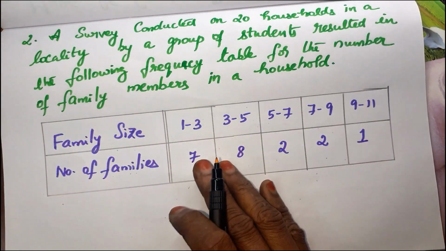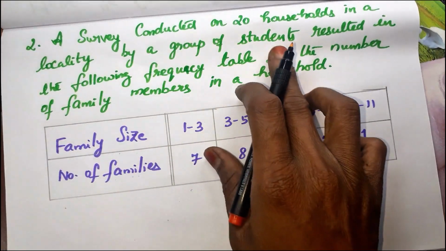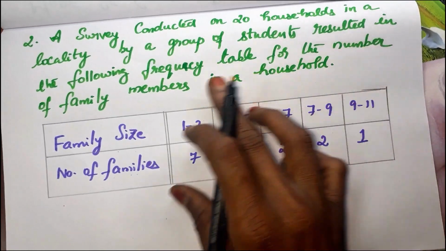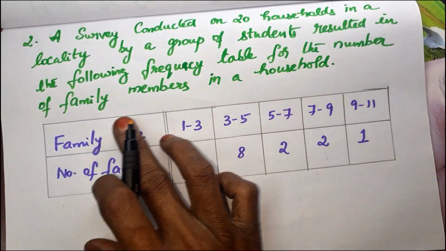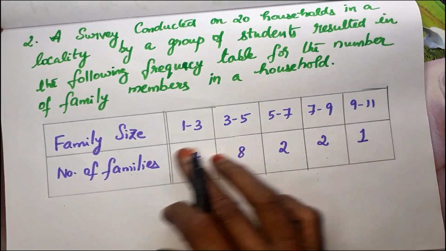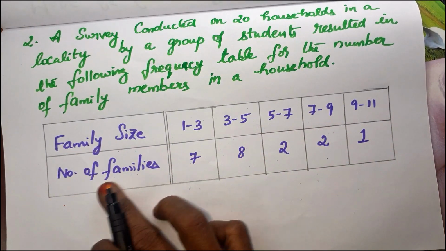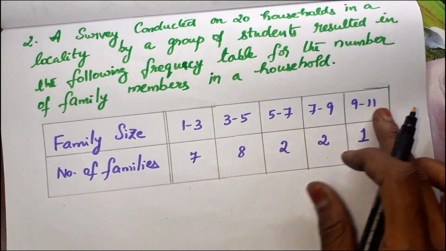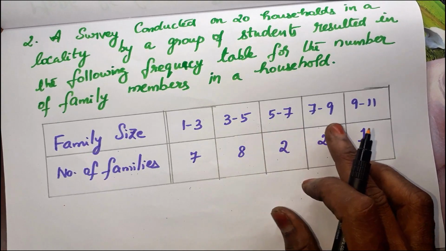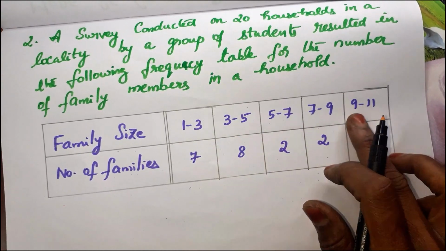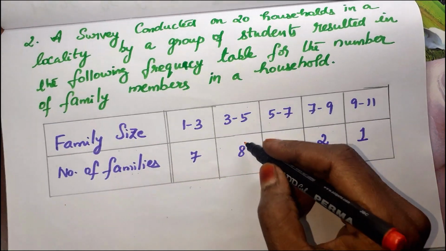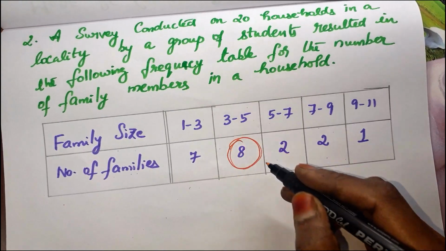This is a problem given in grouped data. A survey conducted on 20 households in a locality by a group of students resulted in the following frequency table for the number of family members in the household. This is the family size, that is the number of members in the family, and the number of families. So how many families are having within this size? 1 to 3 it is 7, 3 to 5 it is 8, 5 to 7 it is 2, 7 to 9 it is 2, and 9 to 11 it is 1. Which is having maximum frequency? This is having maximum frequency.